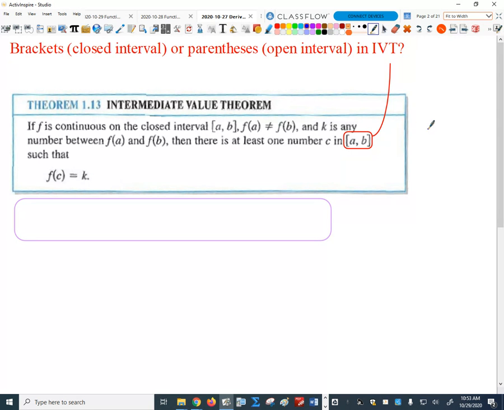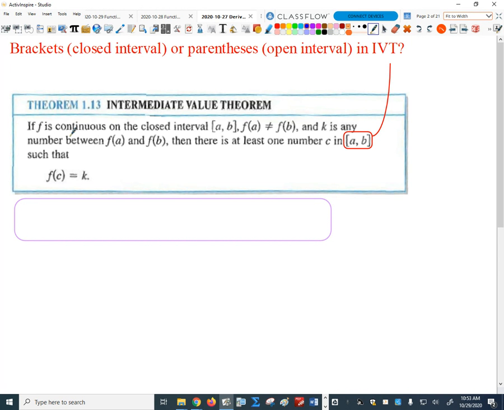Okay, so one issue I wanted to address because I felt like I glossed over this last week. Brackets or parentheses for the intermediate value theorem, right? I told you guys, parentheses really make more sense. And which one is right? Well, you could use either one. It just depends on the context.